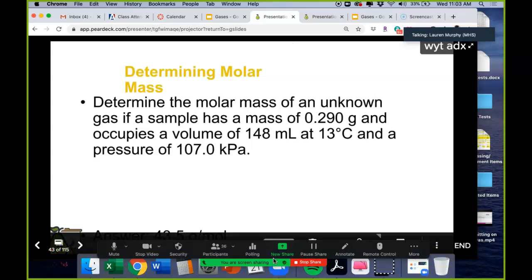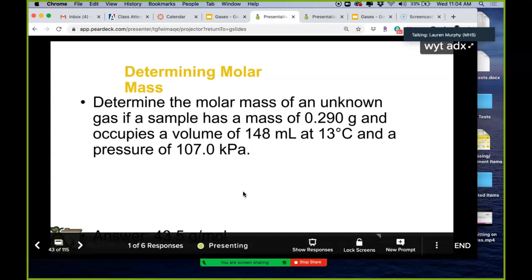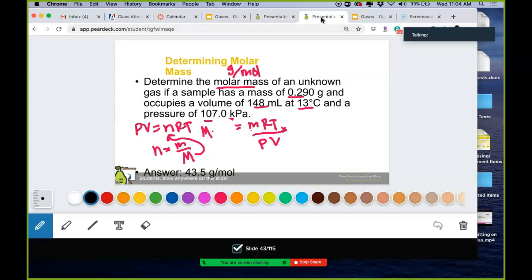Do we get it? So 40.5 grams per mole. Or 43.5, excuse me, grams per mole.